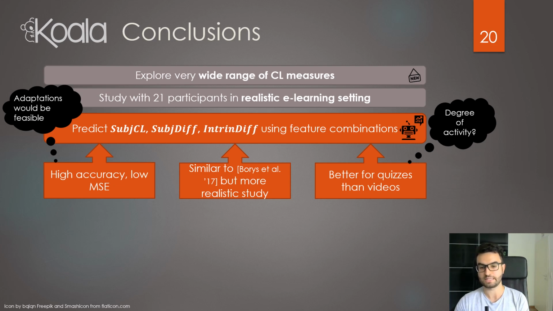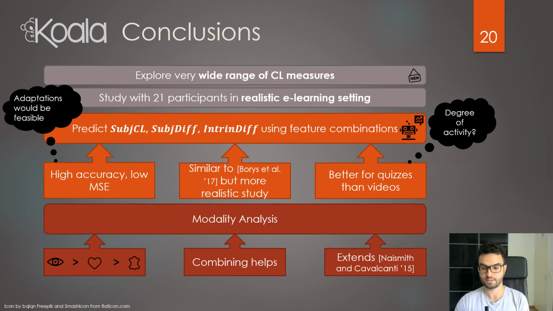And we saw that it's easier to predict during quizzes than during videos, where people actively engage with the content and not just passively consume it. In terms of modality analysis, we see that from our considered features, the eye features perform best, followed by heart and last skin. But of course, when you combine several modalities, you get better results. And this extends the findings by Naismith and Cavalcanti, who didn't have the skin in their study.